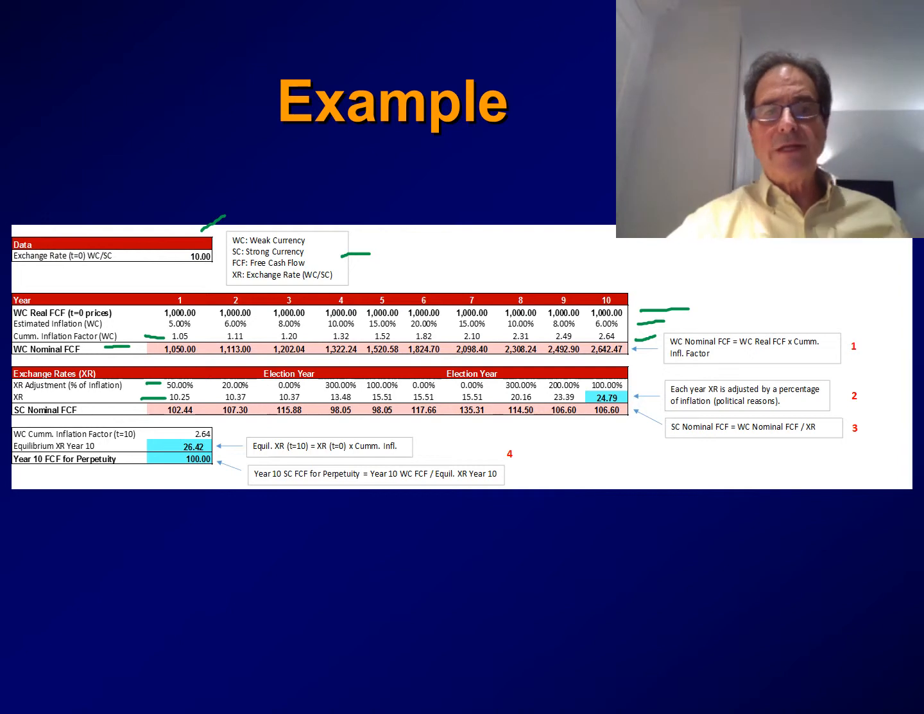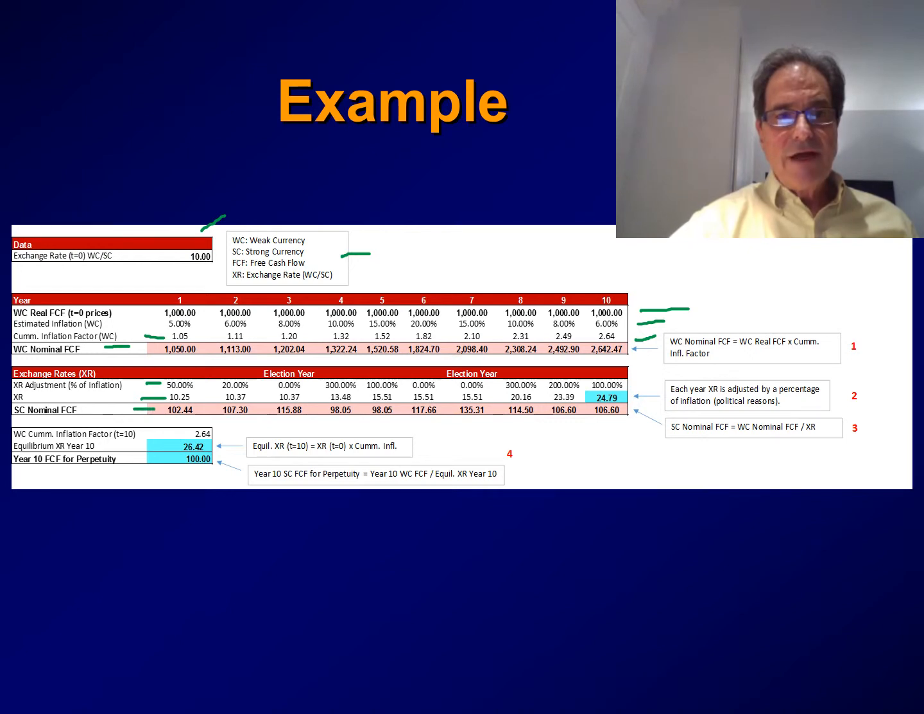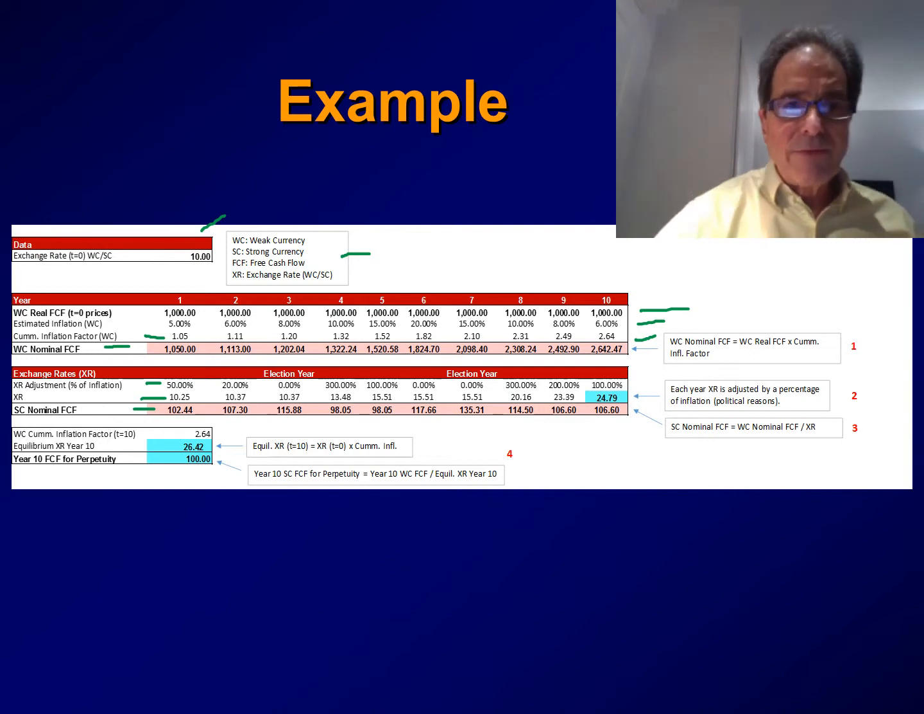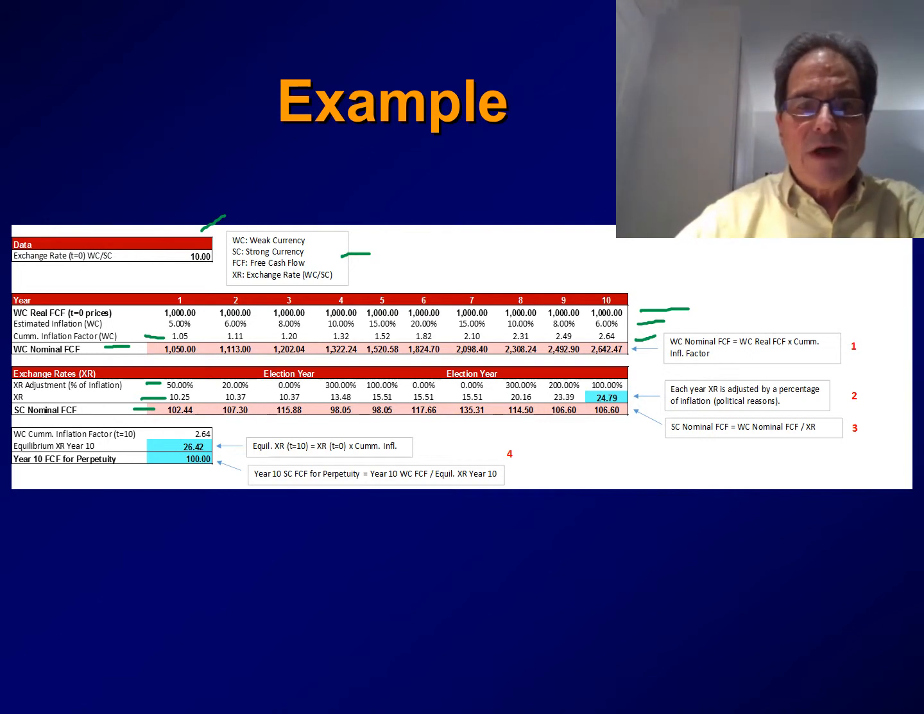Now we are ready to calculate the nominal free cash flows in a strong currency. They are simply the result of dividing the nominal free cash flow in weak currency by the corresponding exchange rate. For instance, in year 1, we have a nominal free cash flow in strong currency of 102.44, and this results from dividing 1050, the weak currency nominal free cash flow, by the exchange rate of that year, which is 10.25. So 1050 divided by 10.25 gives us 102.44.